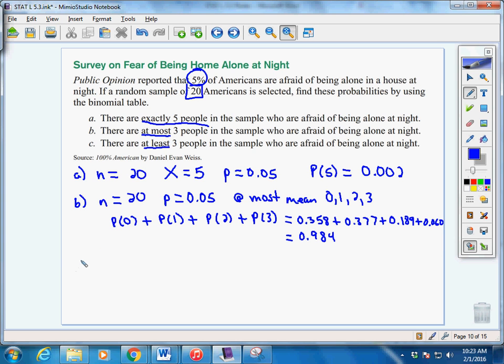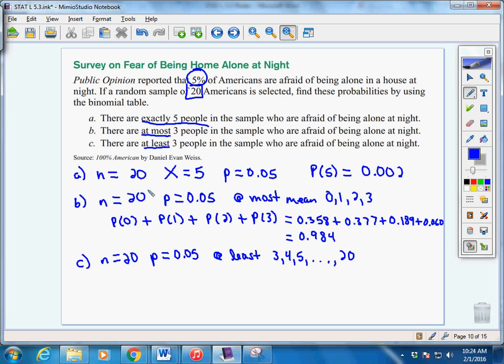What about at least? Well, again, our number of trials is 20. Our probability is going to be that 5%. But what does at least mean? Well, at least 3 people means it could be 3 or 4 or 5 or so on, all the way up to 20, because that's the number of trials we're taking.